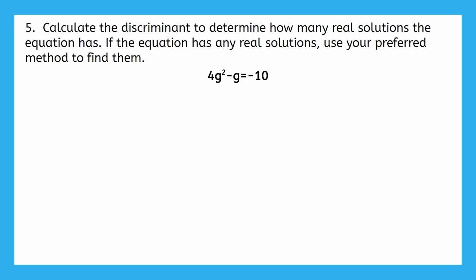Last problem, 4g squared minus g equals -10. Calculate the discriminant to determine how many solutions the equation has. Then, if the equation has any real solutions, use the method you think will be the most efficient to find them. Pause here and we'll check your work when you're done.